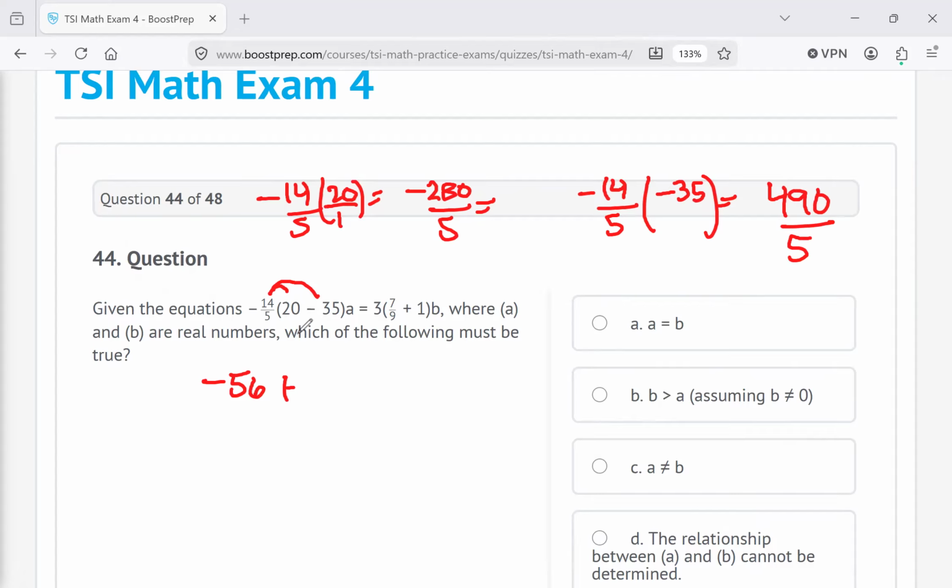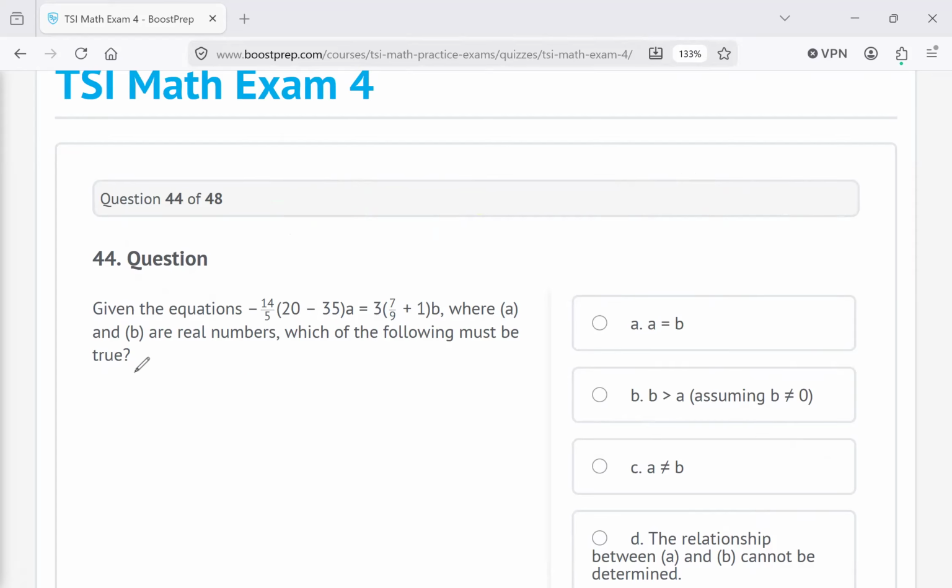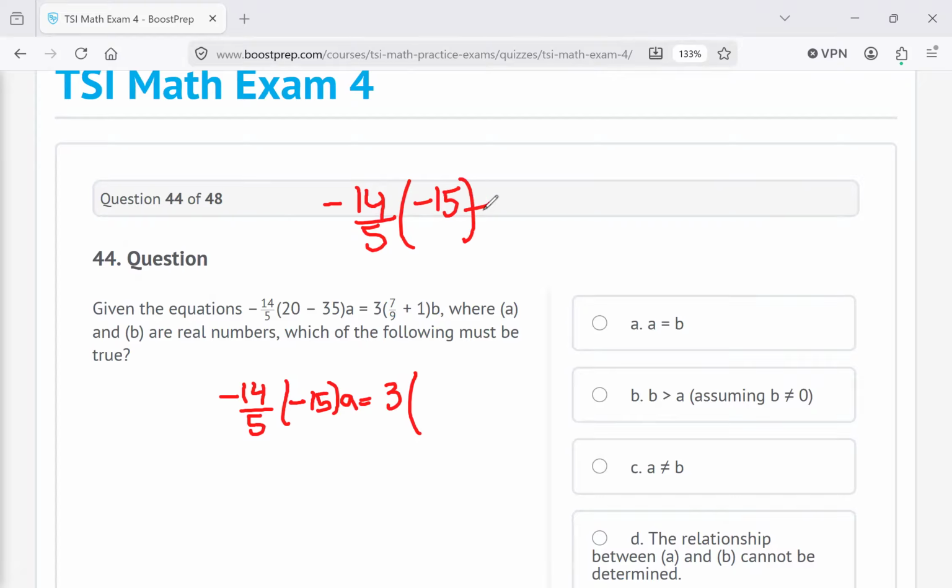What I could have done is do the inner parentheses first. That's what I should have done. So let's do that first. What's 20 minus 35? It's negative 15. So it's negative 14 times negative 15, and then simplify this.